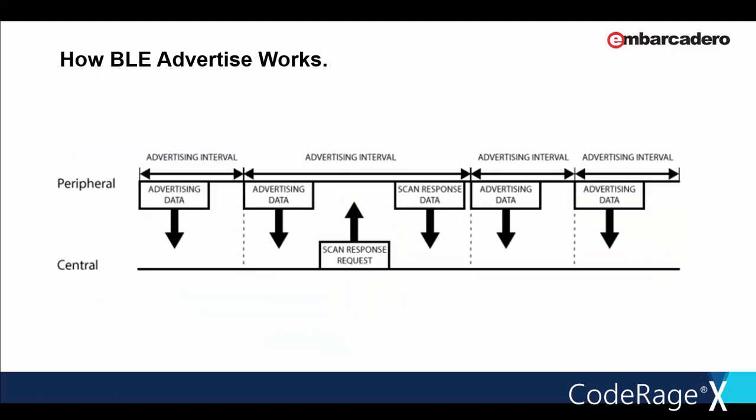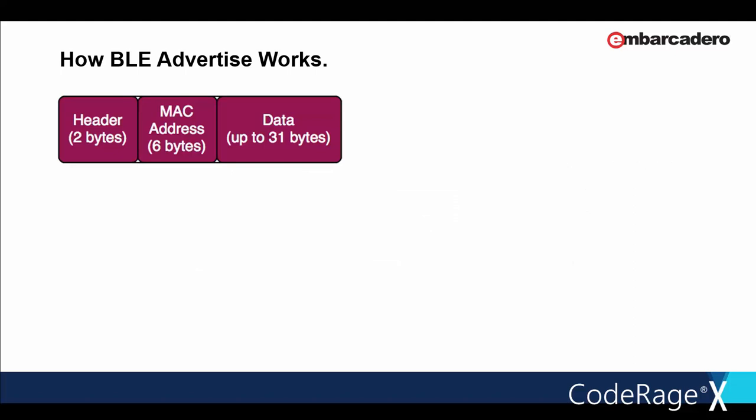This could be a chronogram of the advertise process. The peripheral broadcasts advertise data packets in a regular manner. If a central device is actively scanning, it could request a scan response from this peripheral and get more data over the advertise channel. But what kind of information do we get in the advertise data and scan response data packets? Well, returning to the advertise data, we can see that it contains an up to 31 bytes data field. Yes, that's not a lot of space, but we will have to make do with it.